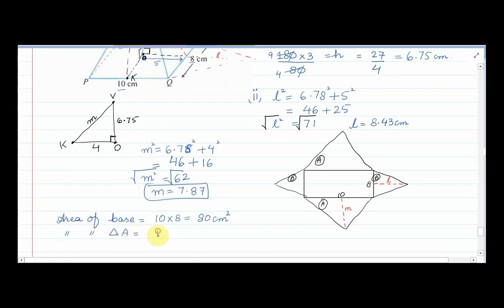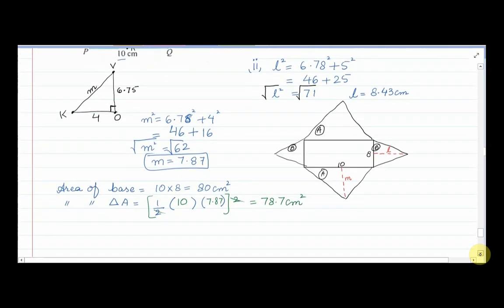So the working formula of triangle is 1 over 2 base multiplied by height, and I am going to multiply it with 2 because we have two triangles A. So the base of the triangle A is 10, and the height of the triangle is basically the value of M, 7.87. 2 and 2 cancel each other, so 7.87 times 10 will be 78.7 centimeter square, right? After triangle A, I need to find the area of triangle B.